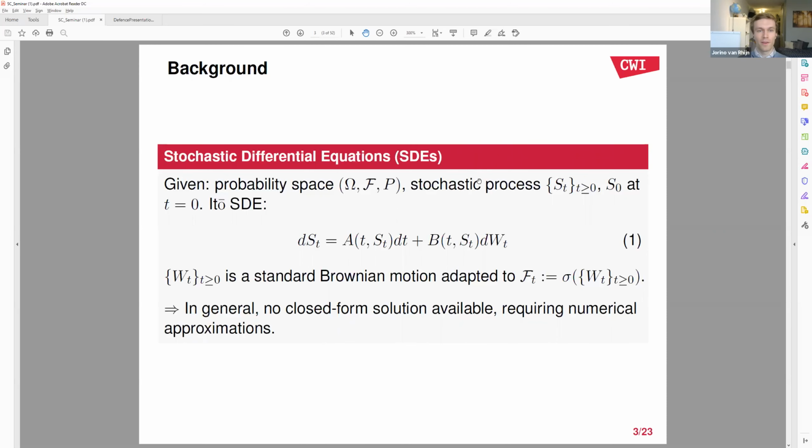As a refresher, what are SDEs? Suppose we have some probability space, then an SDE is defined as in equation 1. We have some stochastic process that starts at time 0 at an S0, and it's completely defined by a Brownian motion, W_t, adapted to a filtration based on that Brownian motion. In general, SDEs very quickly become complicated enough that there's no closed form solution available, so we need a numerical approximation.